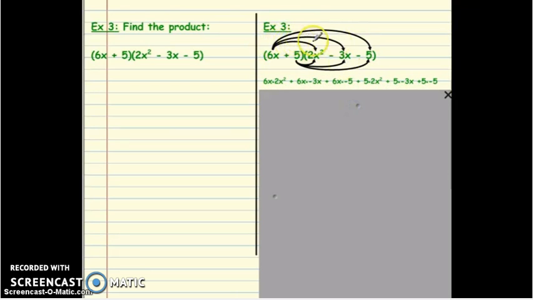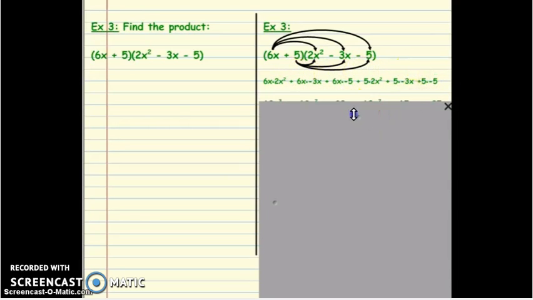So 6x times 2x squared, right here. Then we're going to do 6x times not just 3x, but negative 3x. Remember, you have to keep that sign that's in front. So that's why I have the 6x times negative 3x. Then we're going to have 6x times negative 5, right here. Then we move on to the 5 and multiply that times everything in the second set of parentheses. So 5 times 2x squared, 5 times negative 3x, and 5 times negative 5.